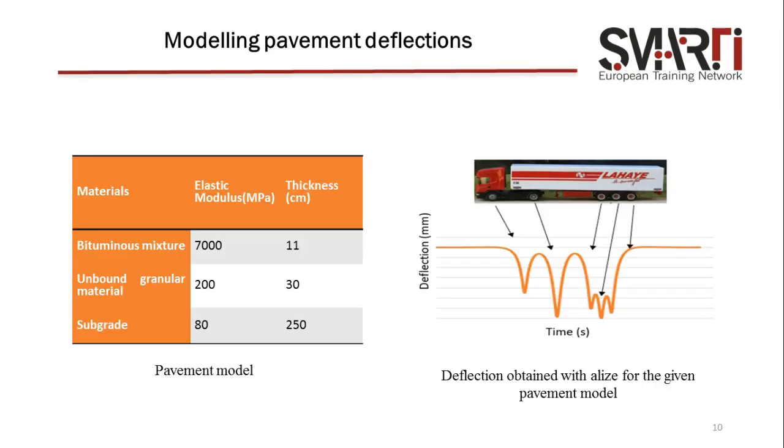Here we can see the pavement model which we are using, and this is the representation of the deflection that we expect from the pavement. This defines the 5-axle load. This is very important for us, because it can give us information on the vehicle type. Each peak of the signal represents one of the 5 axles of the vehicle. This is very important information that we get from these displacement values.